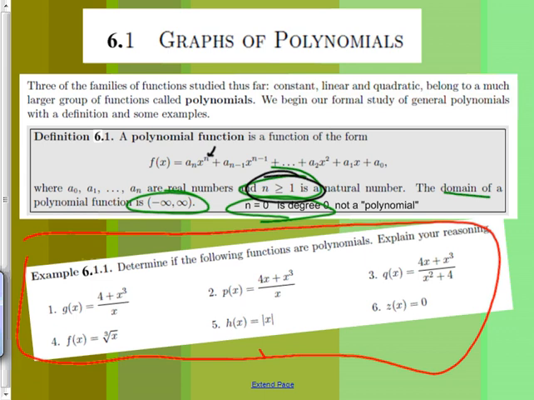That exponent right there, which is the biggest of the exponents, because all the other ones are going to be like n minus 1, etc. Okay, so the biggest exponent has to be greater than or equal to 1. Are there any of these that would break the rule because of that?